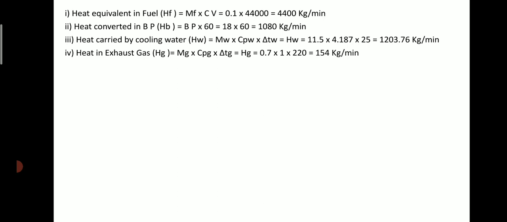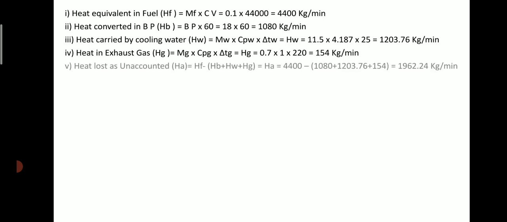Next calculation is heat in the exhaust gas. The formula is mass of the gas multiplied by specific heat of the gas multiplied by temperature rise of the gas. So mass of the gas is 0.7, specific heat of the gas is given as 1, and temperature rise of the gas is 220 degrees centigrade. By multiplying all these factors, we will have 154 kJ per minute. So this way we have this fourth parameter, heat in the exhaust gas.